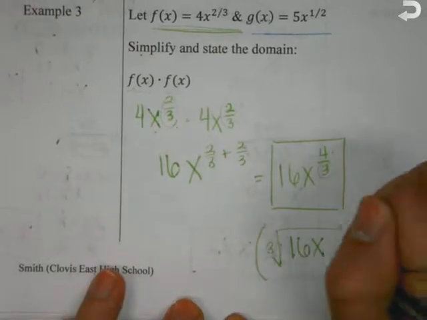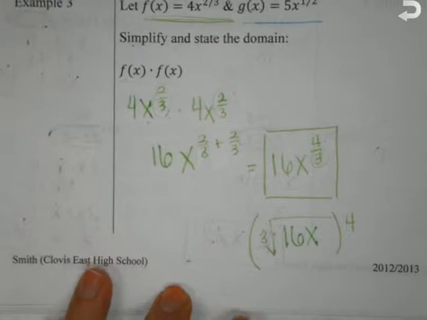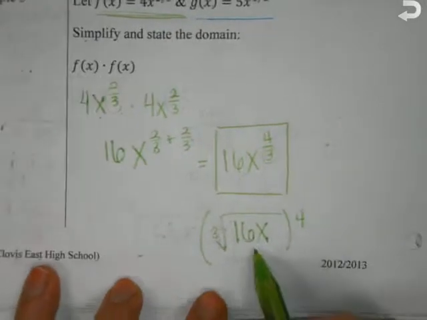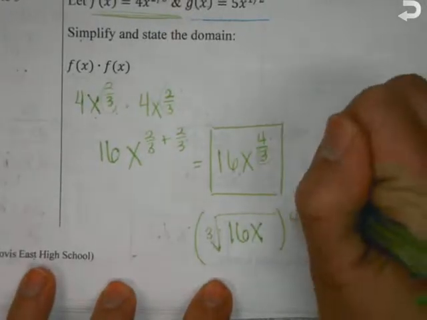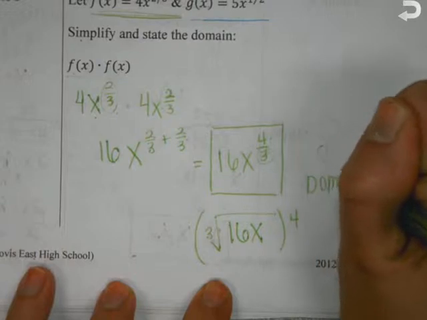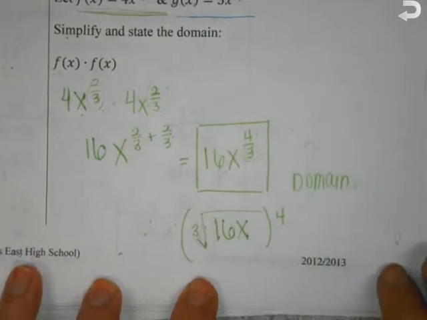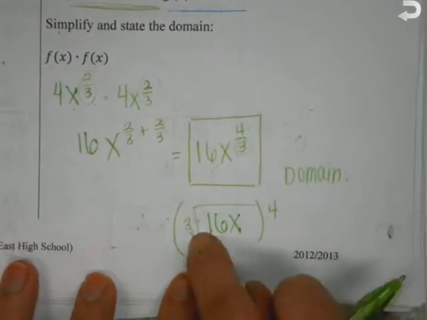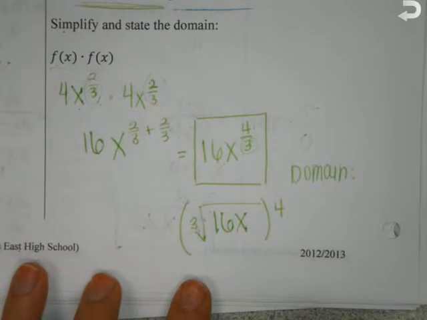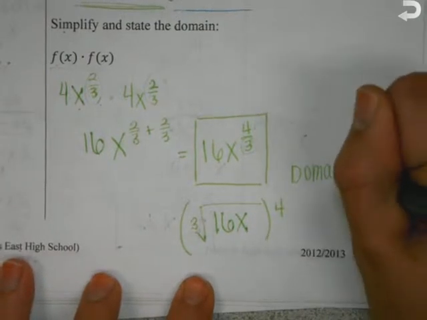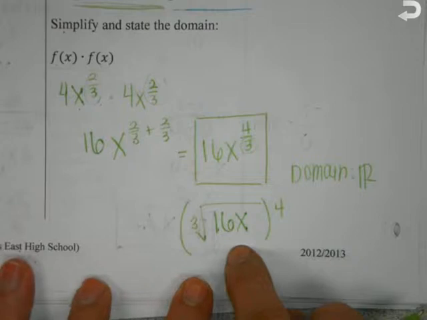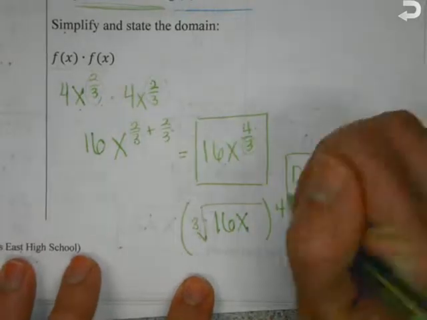You guys agree? Okay, so if I'm looking at this, what would my domain be? If my root is a cube root, what would the domain be? All real numbers. We are not restricted when we have a cube root. So my domain is going to be all real numbers.